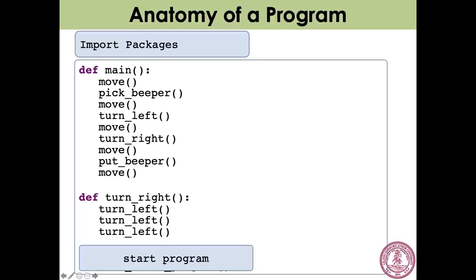You can put them before, but by convention, we often have main at the top and then helper functions, ones that introduce new commands that would be used by main, would come after. So that's the anatomy of your program. You have main and then these helper functions.